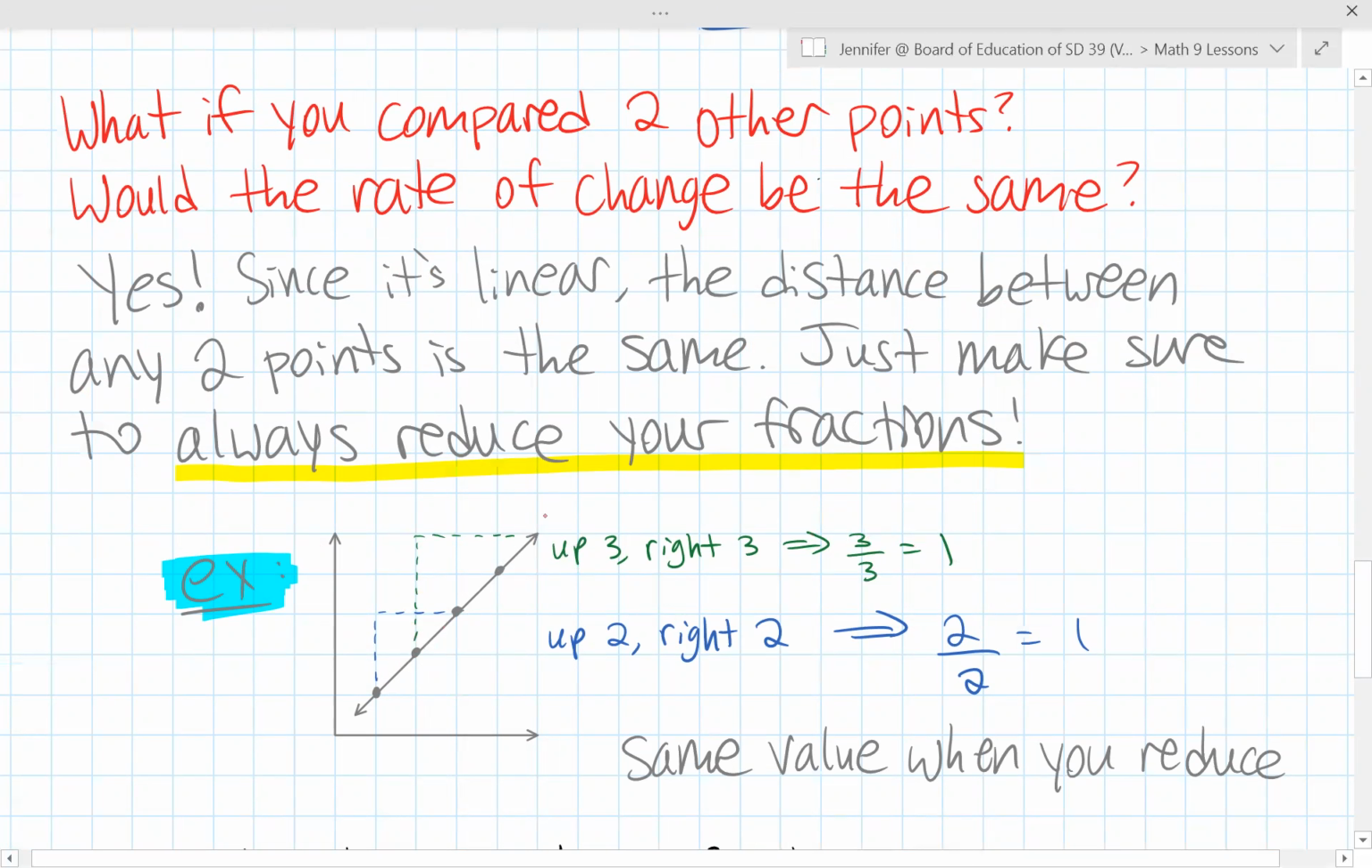Let's test to see if we had picked another 2 points, would we get the same rate of change? So that's what I did in blue here. Going from this point to this point, I went up 2 and I went over 2. Up and right, those are both positive. So the rate of change would be 2/2, which also reduces to 1. So you see that it is the same value when you fully reduce. It doesn't matter which 2 you pick.